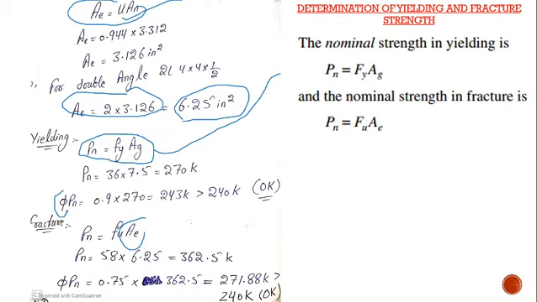The resistance factor would be given in the exam. For yielding you can remember it as well, it is 0.9. So 243 kips is greater than 240 kips, which is the load on the structure. It means your tension member is able to resist this 240 kips. Similarly, for fracture strength, you will use the formula FuAe and you have to multiply by 0.75. It should be given in the exam or you can remember it. Finally, you multiply with 362.25 and you get 272 kips. Again, it is greater than 240 kips. 240 kips is the load on the structure, whereas your structure yields or fractures at this much load.